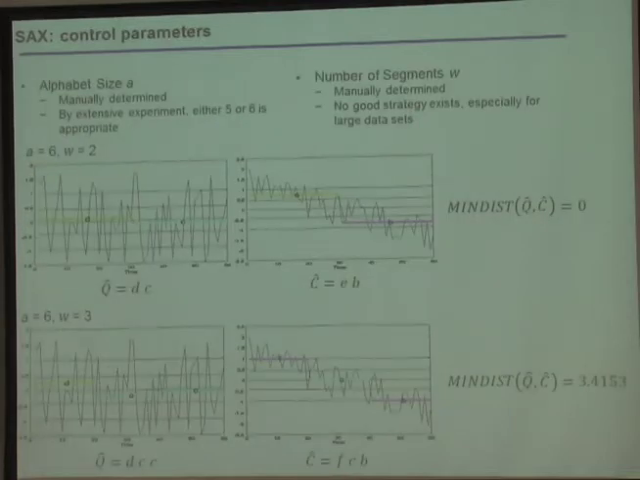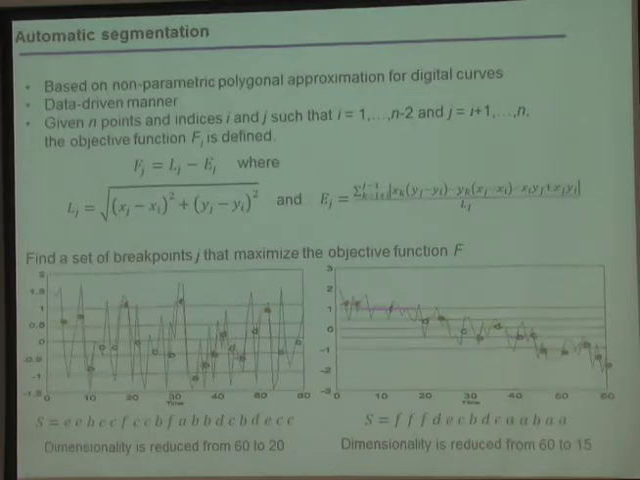So the problem in the SAX algorithm is that you have to manually tell it in how many pieces you want to divide this time series. Right? And basically, there is no way you can do it for real world time series. It can't be done. So what we did, because we had real world time series, was the following.